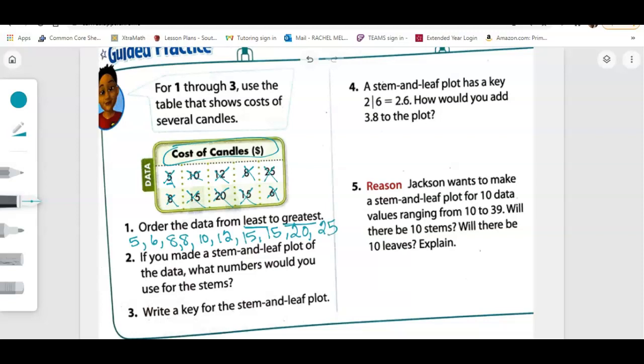Okay, so again, like I did last time, I need to make sure that I have all of the leaves. So 1, 2, 3, 4, 5, 6, 7, 8, 9, 10. So I count down here 1, 2, 3, 4, 5, 6, 7, 8, 9, and 10.